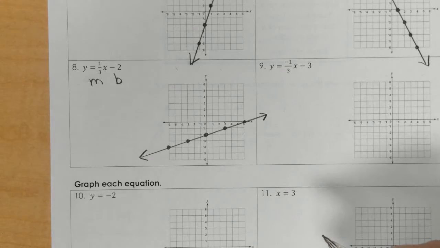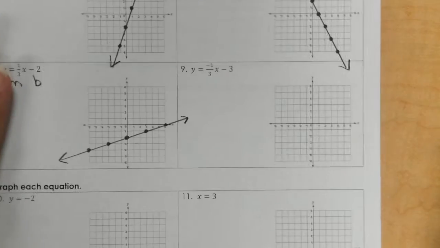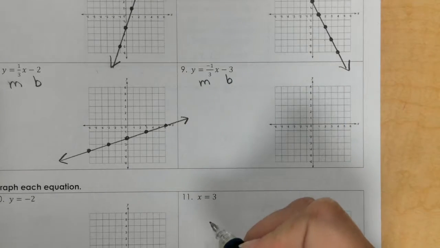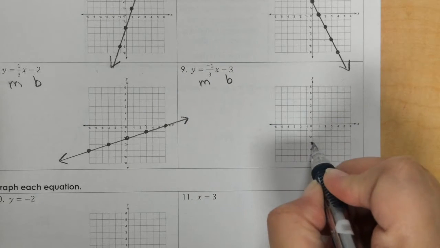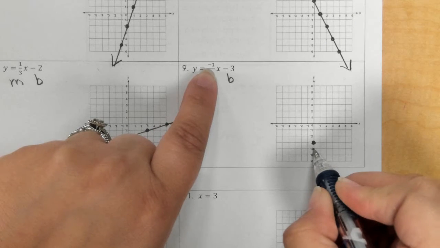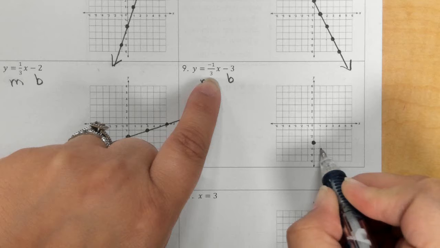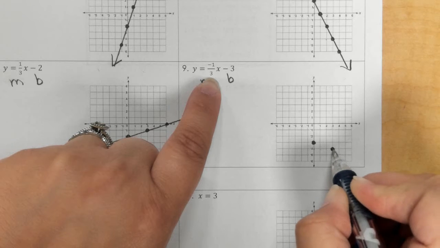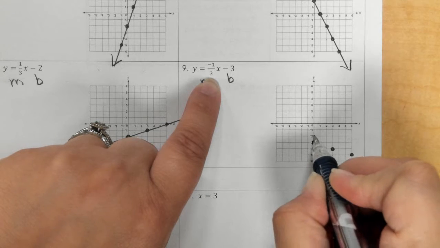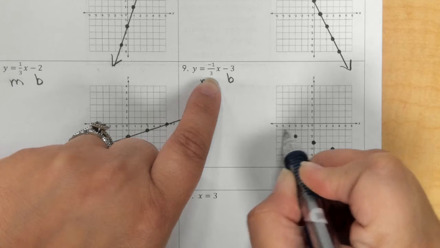Okay, so the last one for slope-intercept form here would be -1/3 is m, b is -3. I'm going to start at -3. Okay, -1 means go down 1. The 3 is positive, so we're going to go to the right 3. Down, and then right 3. Up 1, left 3.